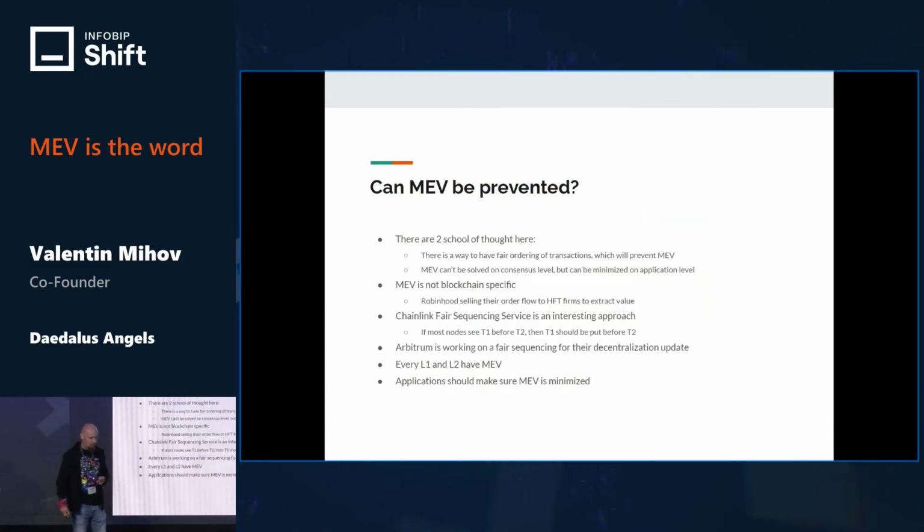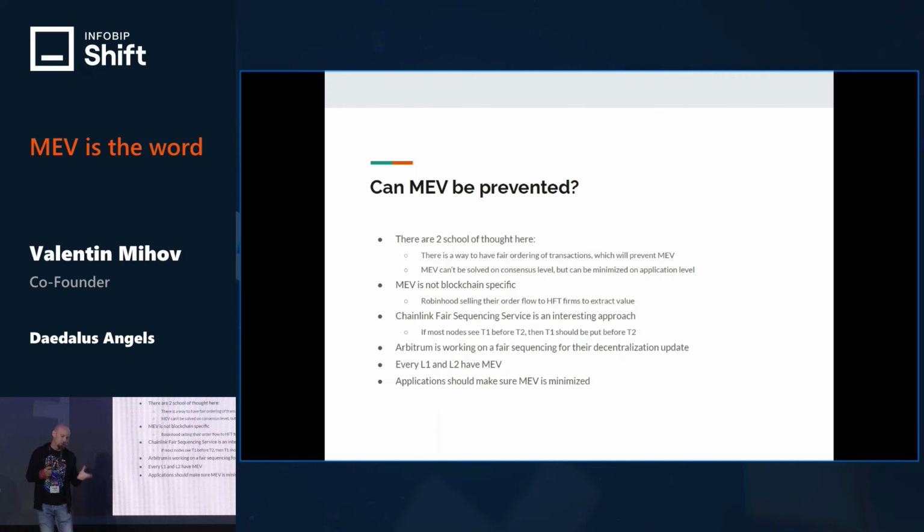A good question is, can MEV be totally resolved? There are basically two hypotheses. One is that maybe there is a way to do fair ordering, so to have rules that miners or validators need to obey to order the transactions, so they can't reorder in whatever order they want. The other school of thought says that there is no way to build such a system. I personally believe it's mostly the second, so there is no way to have a fair system of ordering.